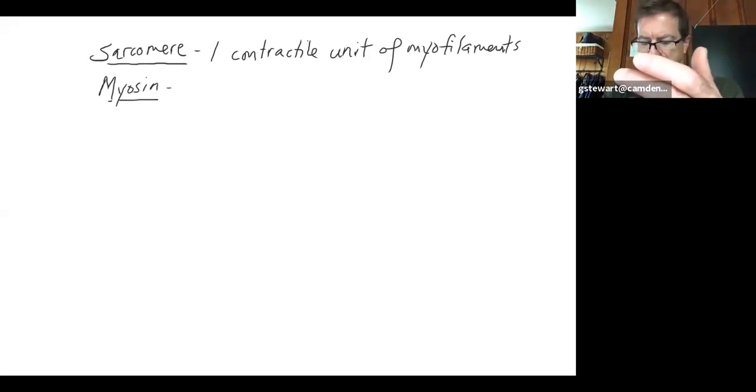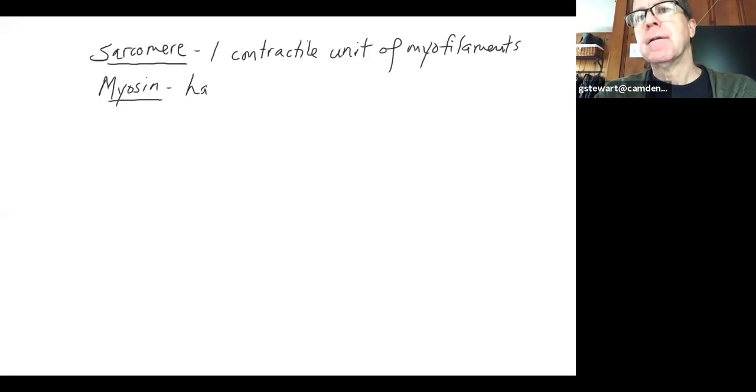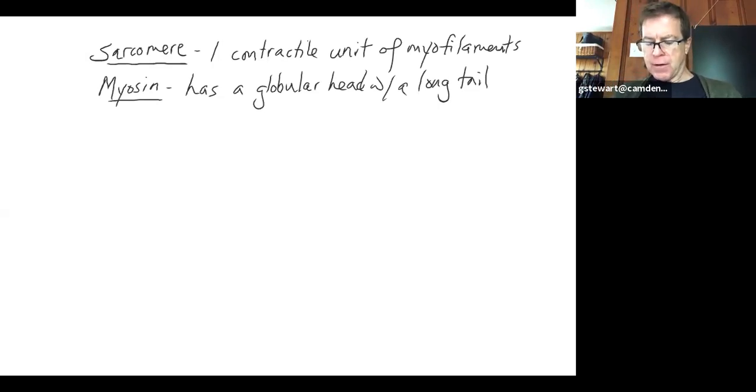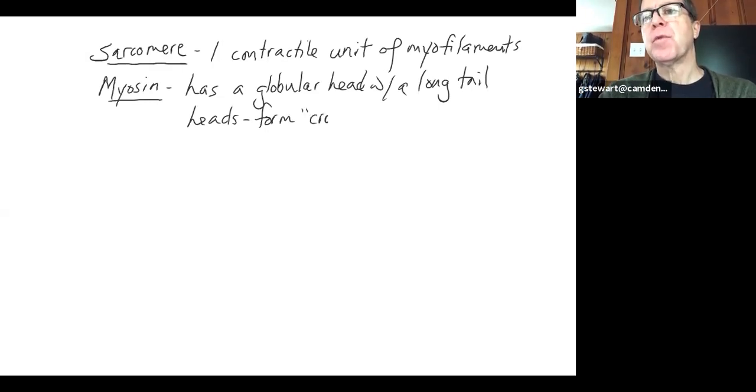Myosin, we know that that's the thick filament. It's a long polypeptide chain. It has a globular head with a long tail. And it's just a chain of amino acids. The heads of these form what are called cross bridges with actin molecules, the thin filament.